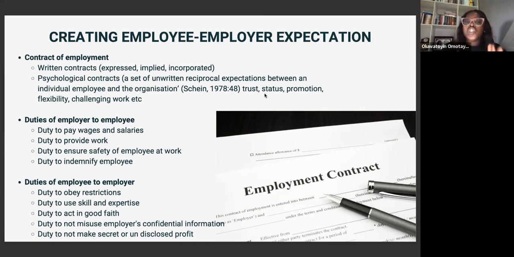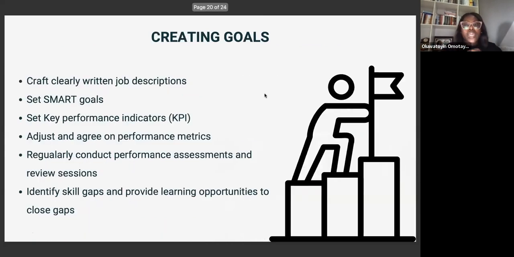All of these expectations are what you should either set in written form, which we call written contracts, or you communicate verbally, which we call psychological contracts, right? They are unwritten expectations. So you must have a conversation with your potential employee before they start work. You must have that conversation. What are you expecting from me? These are the things I expect from you. You set performance indicators and all of those things that they must do on the job, okay?